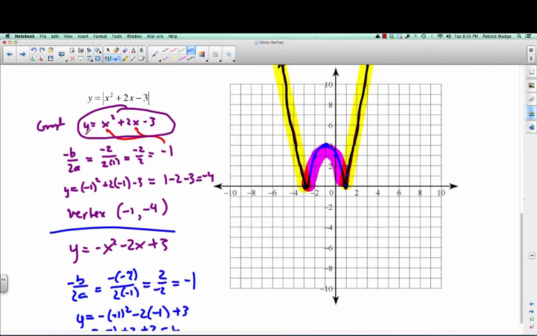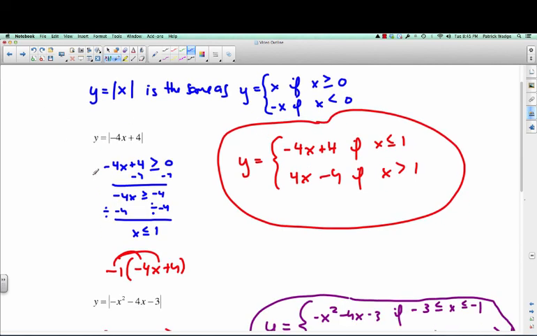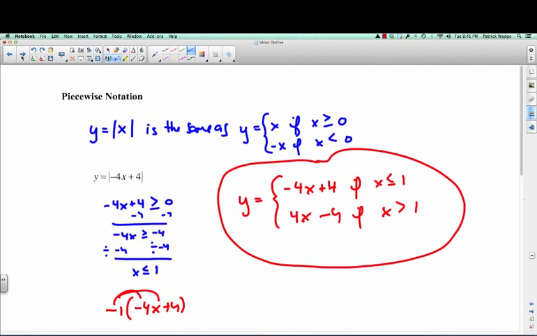It works. So it's a tricky concept. You might have to look at a few examples, maybe rewatch some of the video, but hopefully you'll get piecewise notation. Good luck.